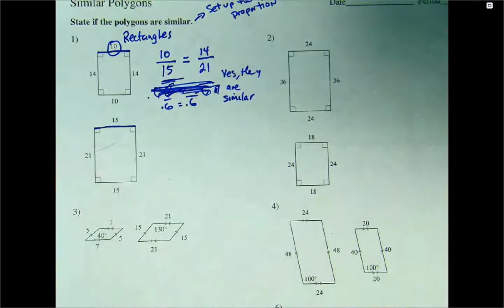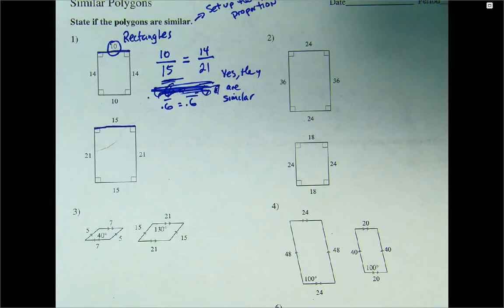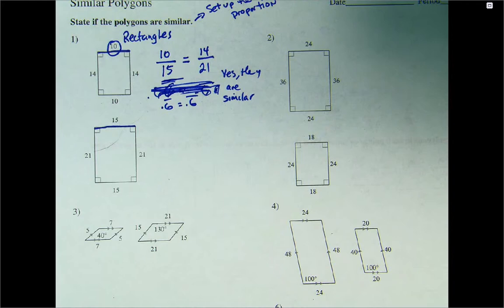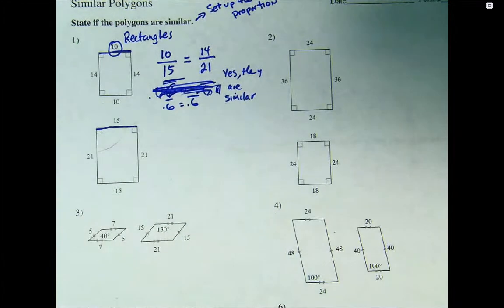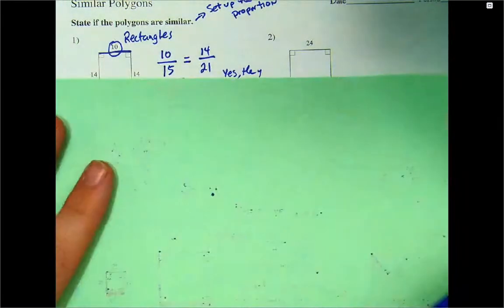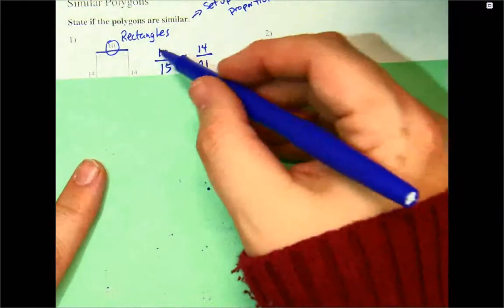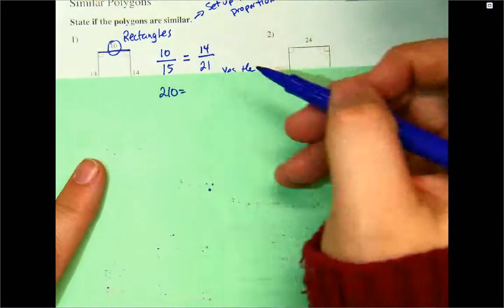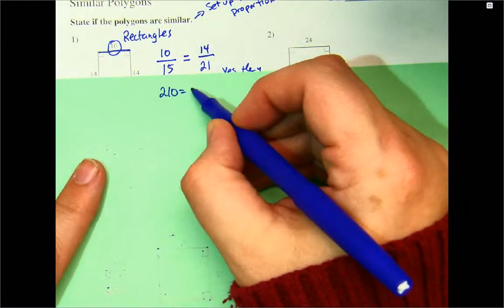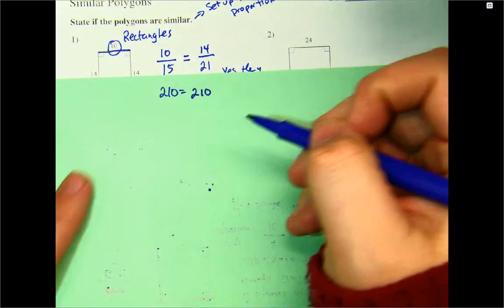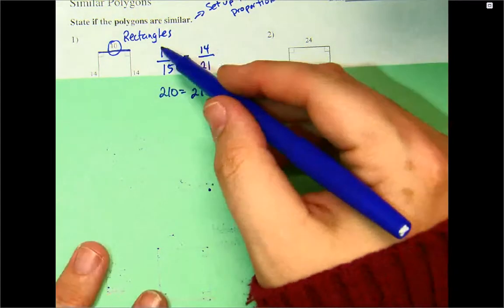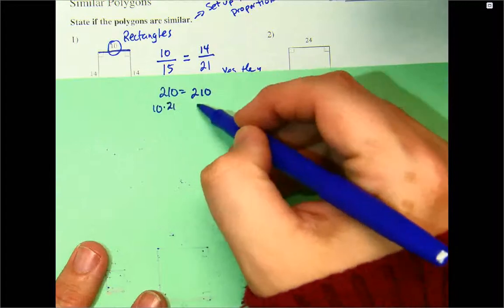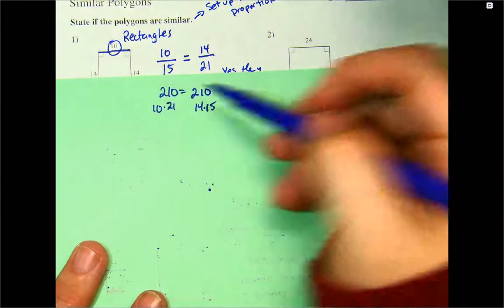Yeah, they are similar. Another thing that you could have done is you could have said, alright, well, since they are similar, I could have done a cross product, got 10 times 21 is 210. 15 times 14, what do you think that's going to be equal to? 210. So if you do a cross product, that's 10 times 21, that's 14 times 15. You end up with 210 equals 210.